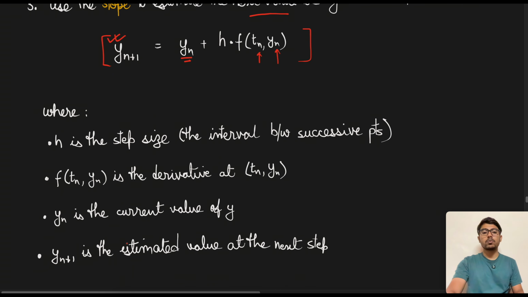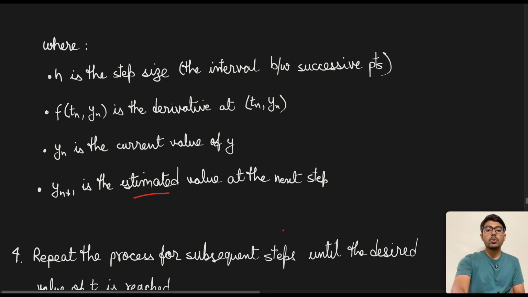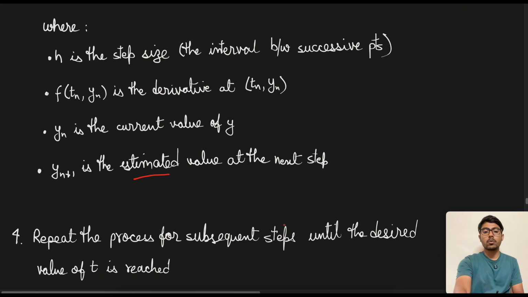Then y_{n+1} is the estimated value at the next step. Now when we go to the next step, y_{n+1} becomes the current value at that particular time. We need to repeat this process for subsequent steps until the desired value of t is reached. So let's say we want t10 and we are at t5. So we need to approximate one by one up till t9, and then t9 will eventually give us the value of y at t10.